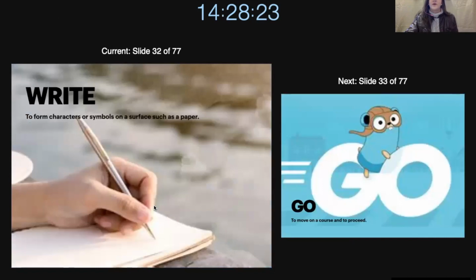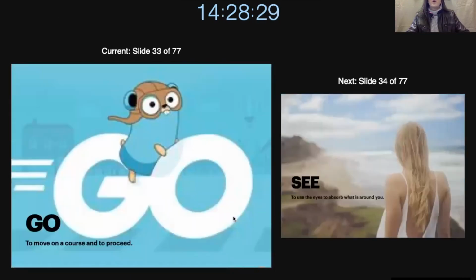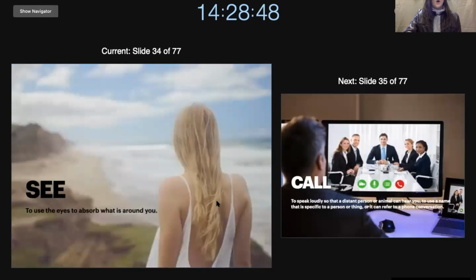Then you have write, which is to form characters while you are studying. Then we have go, and go is to move on a course or to proceed. So go is like moving around. So I can go here, I can go here, I can go here, and I can go here. So that is how you use go.